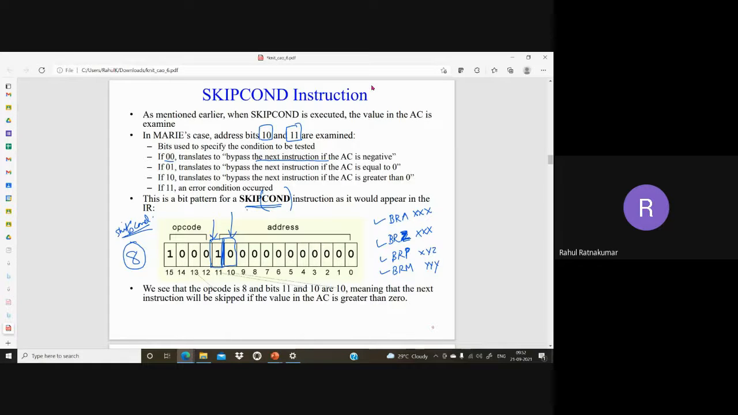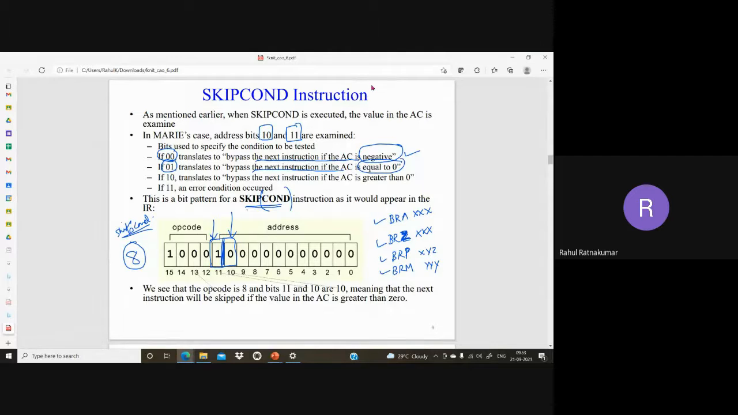If the 11th and 10th bits are 0, what happens? Bypass the next instruction if the accumulator value is negative. This is the first condition. So skip con is activated if the accumulator value is negative, skipping the next instruction. That happens only if the 11th and 10th bits are 0. Now if the 11th and 10th bits are 0 and 1, what happens? Again, skip the next instruction if in this case the accumulator value is equal to 0.